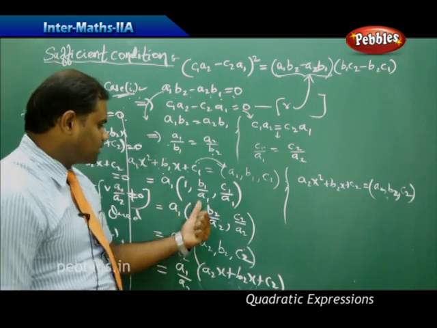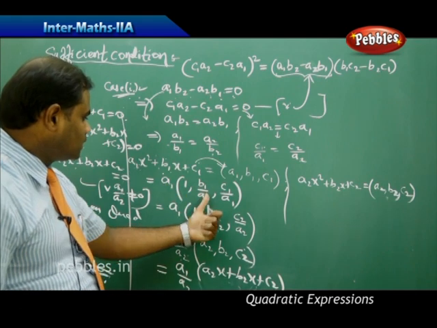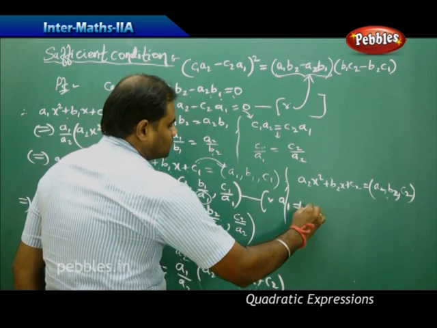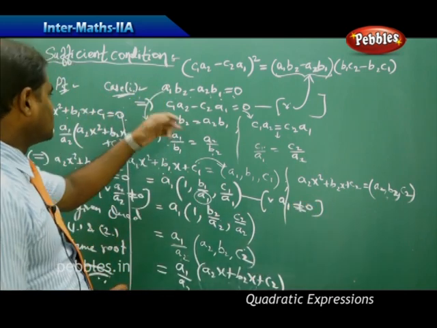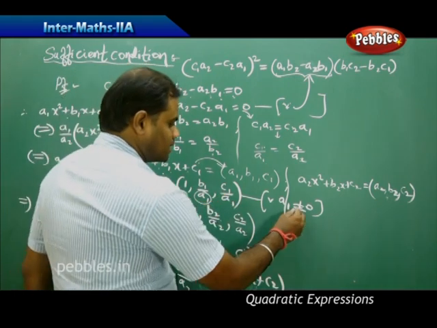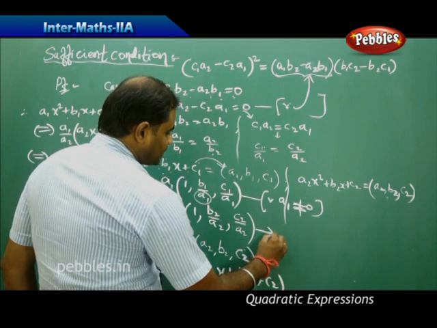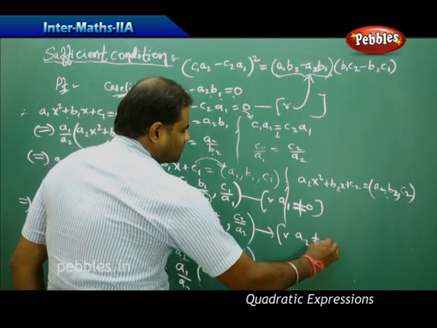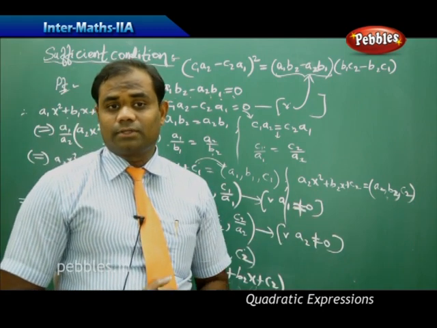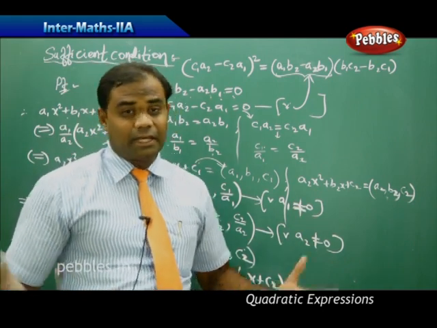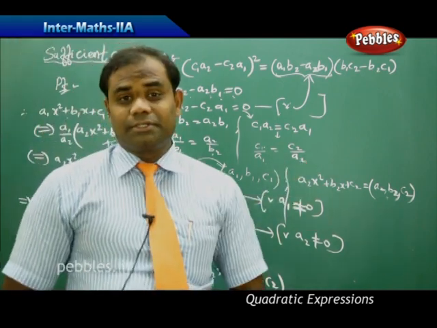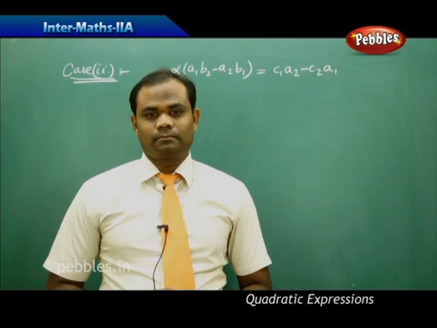But it's very important to identify here that I can take A1 common, with A1 coming in the denominator, because A1 is not equal to 0. When I have A1 equal to 0, the whole quadratic equation reduces to linear form. Therefore, in this case, A1 is not equal to 0, and A2 is not equal to 0. So each of A1, A2 is not equal to 0. Similarly, we have case 2 through which we can prove the given sufficient condition of the theorem.